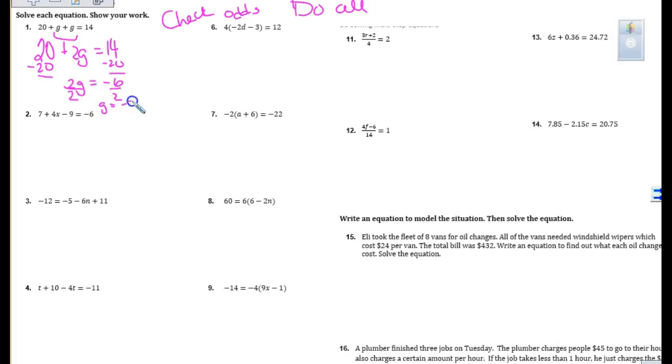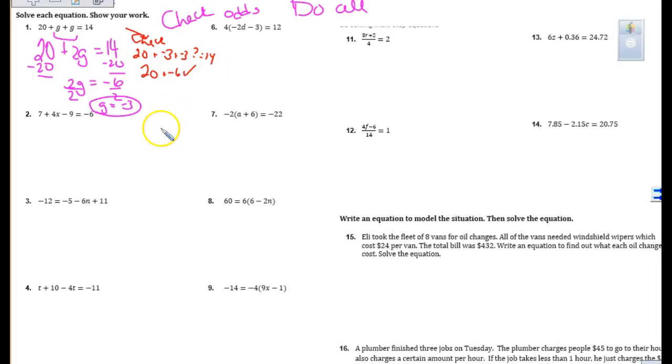I go back to do the check. What does my check need to look like? The check needs to look like this. 20 plus, what was G? Negative 3. Negative 3 plus negative 3. And the question is, does that equal 14? If for some of you there's not enough room to show your work, I think we tried to give you enough room. We have 20 plus negative 6. Is that going to equal 14? It checks. I need to see this. This is what I'm looking for the odds when you do your check.